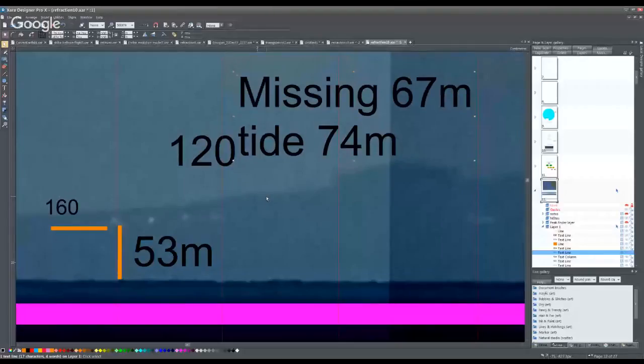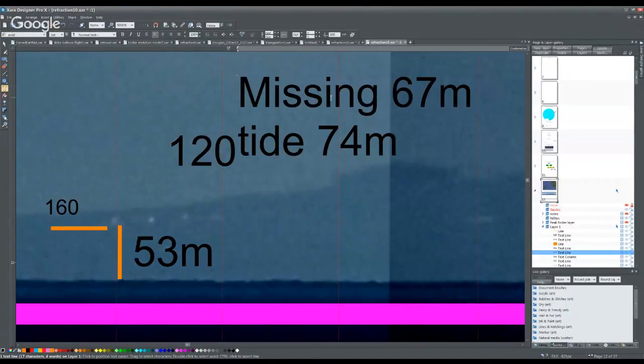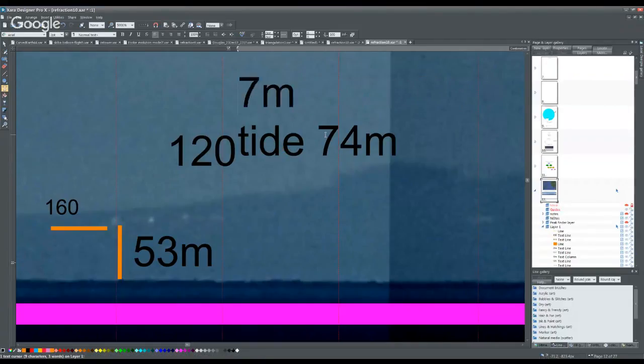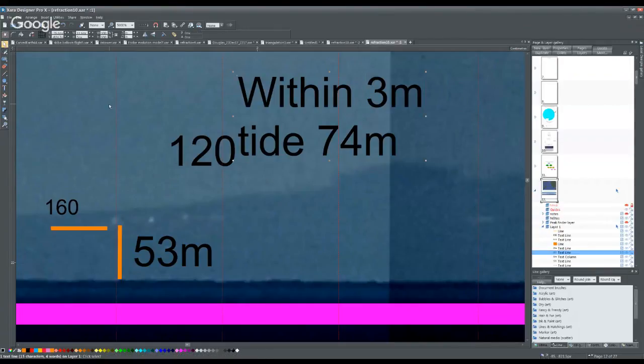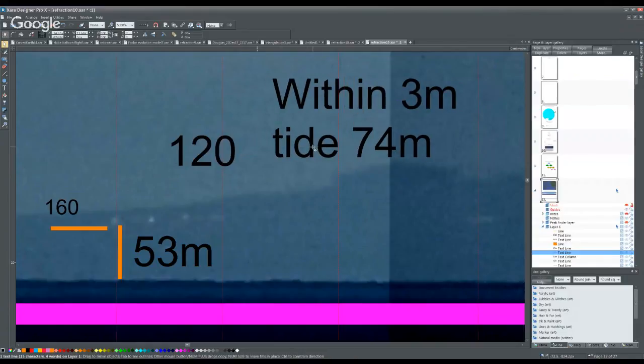So here's the thing, 160 meters. Here's the farm we identified. You can throw away the missing 67 and tight 47. Yes, I can, with the found. We decided within 3 meters there. Well, it's 8 meters without the tides and 3 meters with tides.